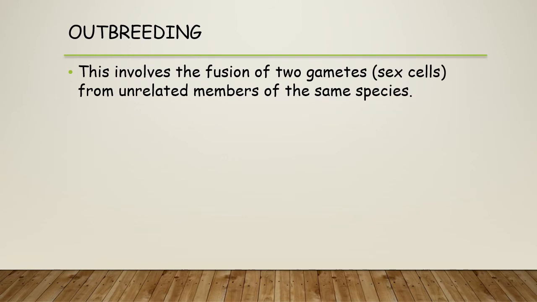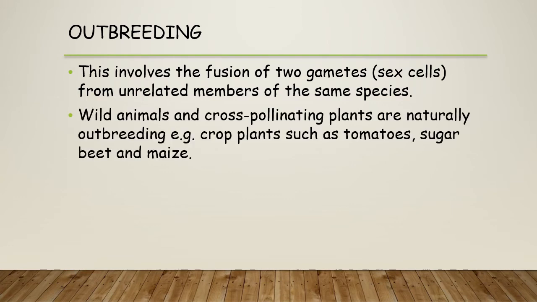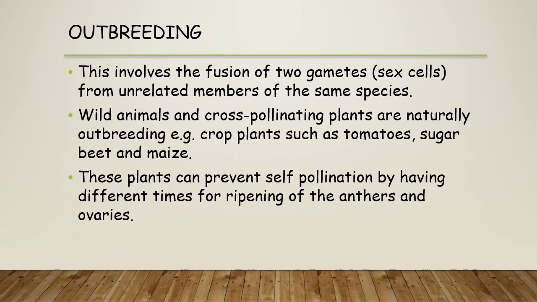Outbreeding is then the opposite. So you're getting the fusion of gametes from unrelated members of the same species, genetically diverse members. And you can get that naturally through wild animals and cross-pollinated plants, so things like tomatoes, sugar beets, and maize. And they can do that process by having different times for their anthers and ovaries ripening.